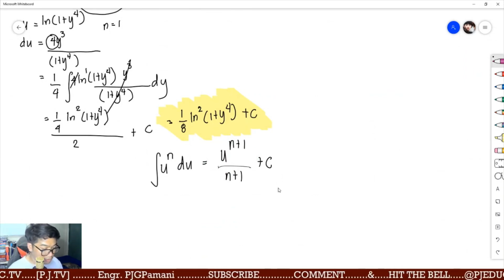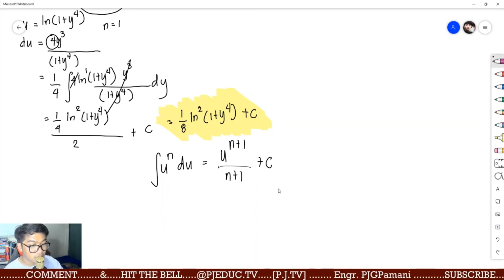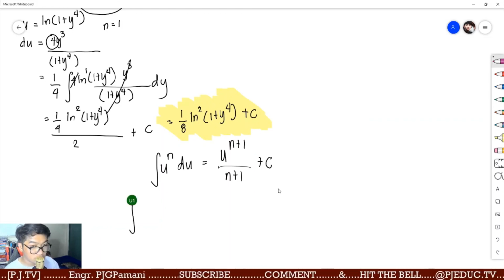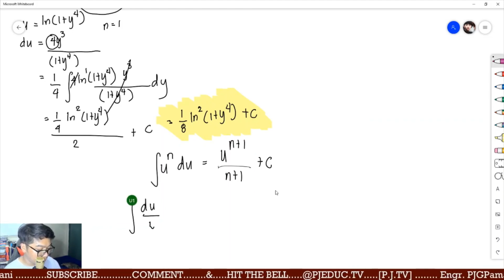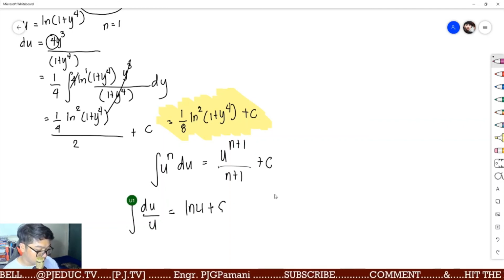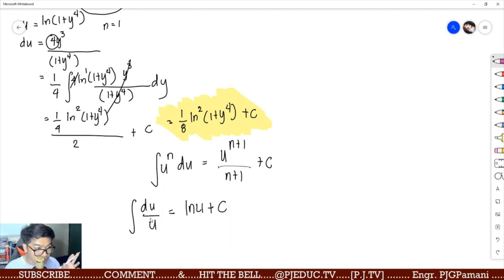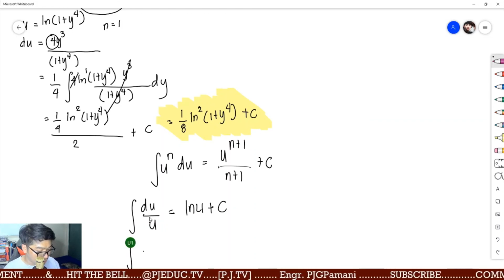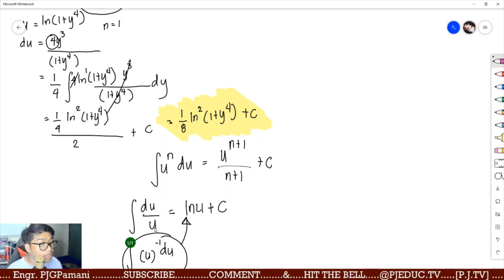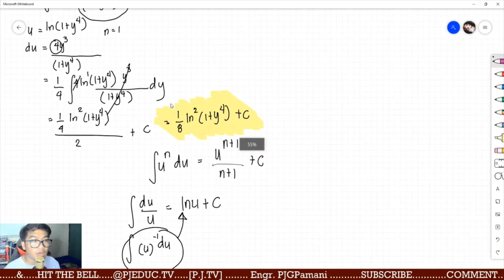How about if we're now dealing with a function having an exponent of negative 1? So that is now under logarithmic or logarithm function, where you are now asked to integrate an indefinite integral of du over u, which has an integral of ln u plus c. Again, u is your function, du is your differentiated function. With this one, yung ating function has an exponent of negative 1. So that is why we'll need to use logarithmic function.